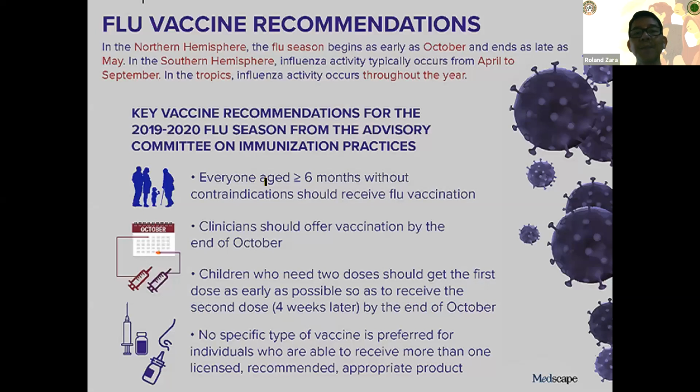Okay, so everyone aged more than 6 months without contraindication should receive the flu vaccine. Clinicians should offer or vaccinate at the end of October. Here in the Philippines, it usually becomes available in March, April. Children who need two doses should get the first dose as early as possible to receive the second dose 4 weeks later, at the end of October. This is usually in the northern and southern hemisphere. Other vaccines in other countries are usually intranasal.